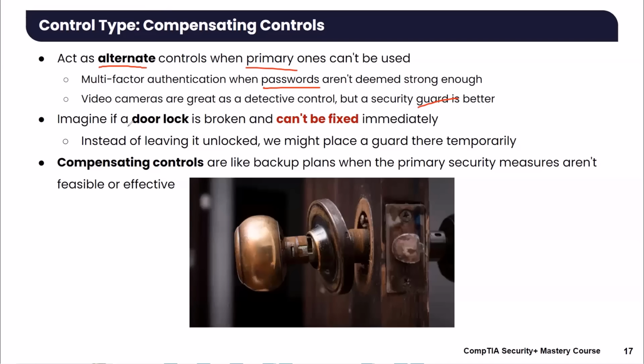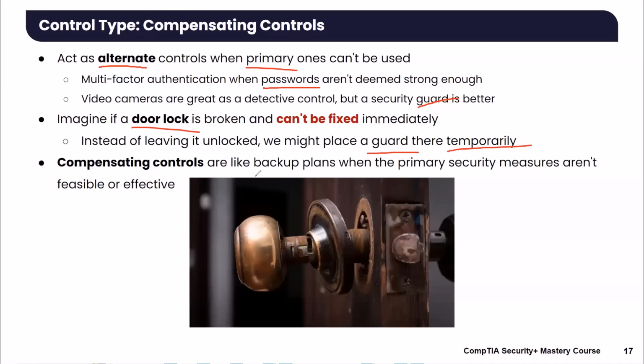So imagine if the door lock is broken and it cannot be fixed immediately. So what can you do in that case? Well, some of you are like, oh, you know what? Let's place a security guard in front of that door temporarily. That will be a compensating control.